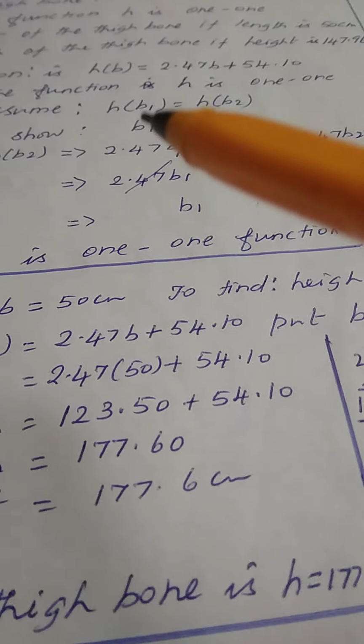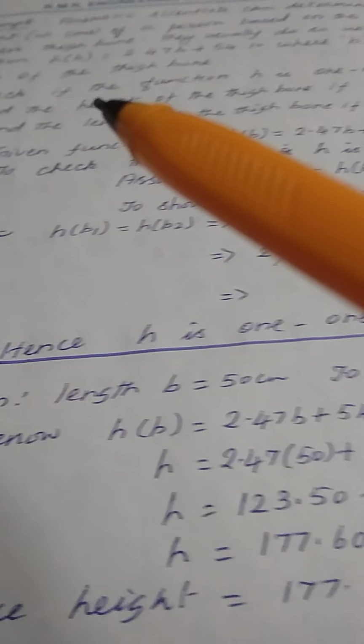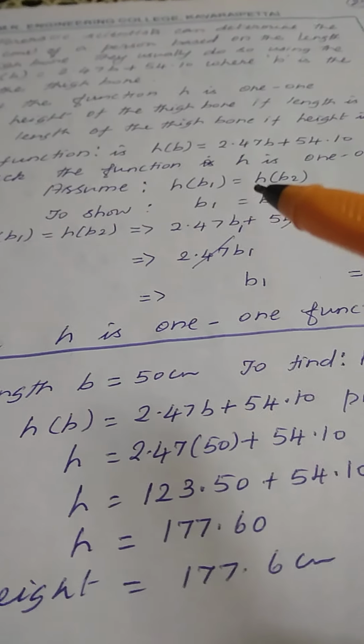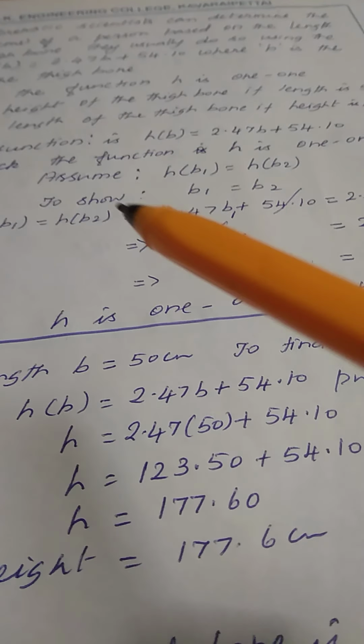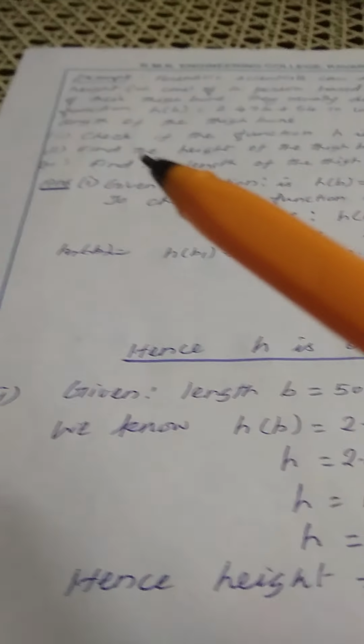Once again, to show, check if the function h is 1 to 1. Assume h of b1 is equal to h of b2. We have to show b1 is equal to b2. Go to the second question.